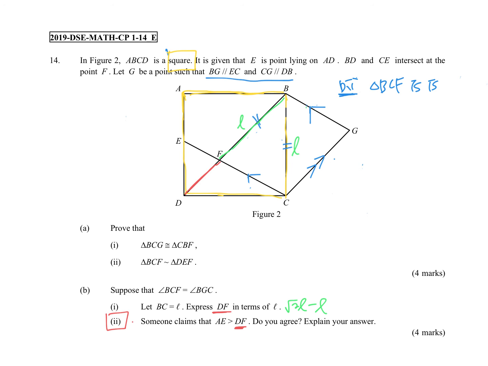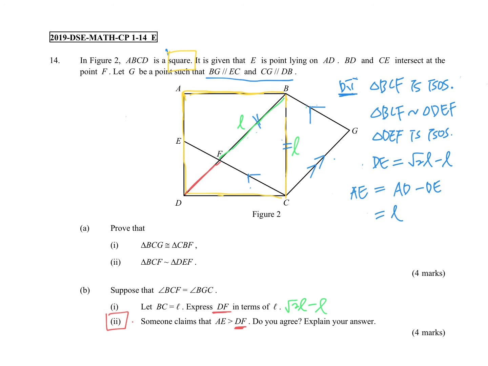Because BCF is similar to DEF, DEF is also isosceles. So that means DE will equal square root 2 L minus L as well. And then AE will equal AD minus DE. So there will be L minus (square root 2 L minus L). As a result, after removing the bracket, there will be 2L minus square root 2 L.